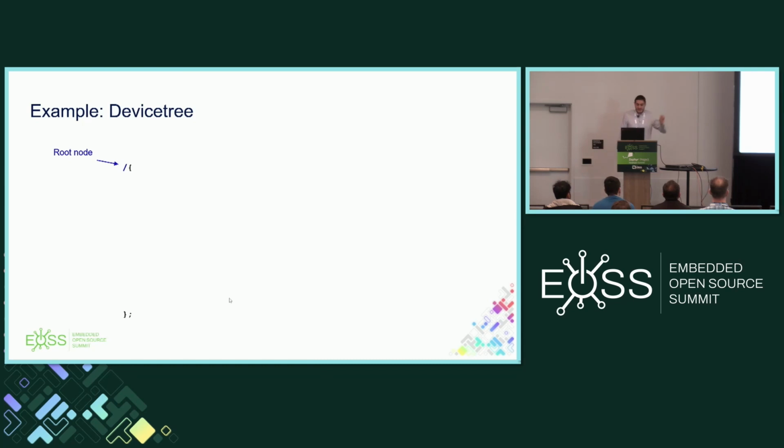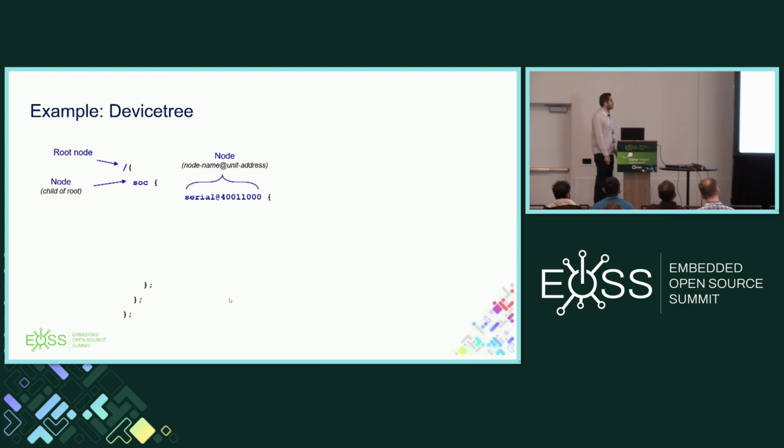So let us look at the syntax. The syntax here is very important. Usually it looks very complex, but let's simplify it as much as possible. It all starts with the root node, the /. Then you can have some child node. The child node is SOC, which is the child of root. Then we have serial at something. The whole thing is another node, so it is the child of SOC. And the format is the node name at the address.